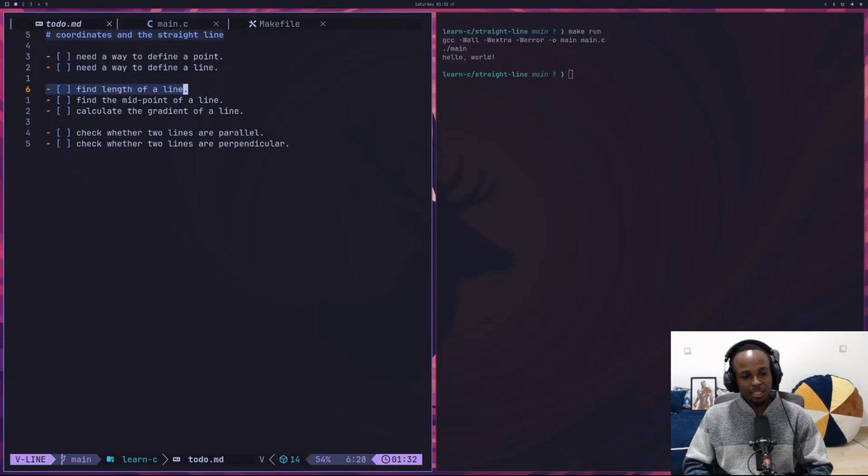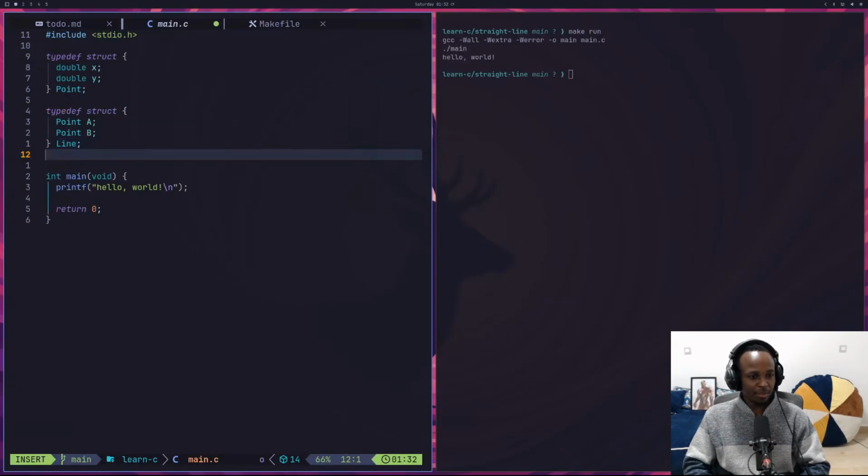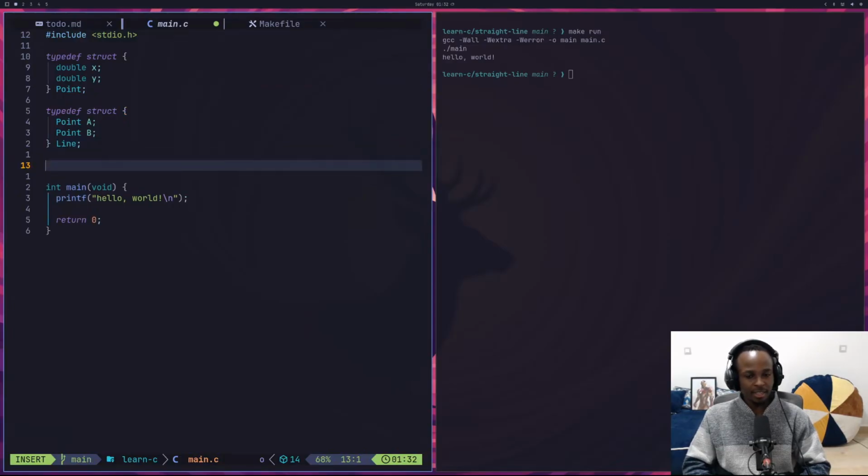Now we need to find the length of a line, right? So we come here and then we are going to say, finding the length, we are going to return a double and then we're just going to call it line length. Line length is going to take in a line. So we take in a line and we can actually just take a reference to the line. So we are going to say line star and we are going to call it line in small caps.